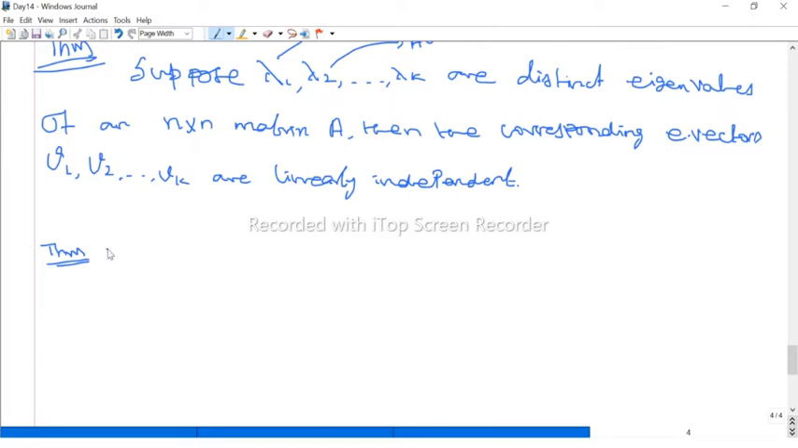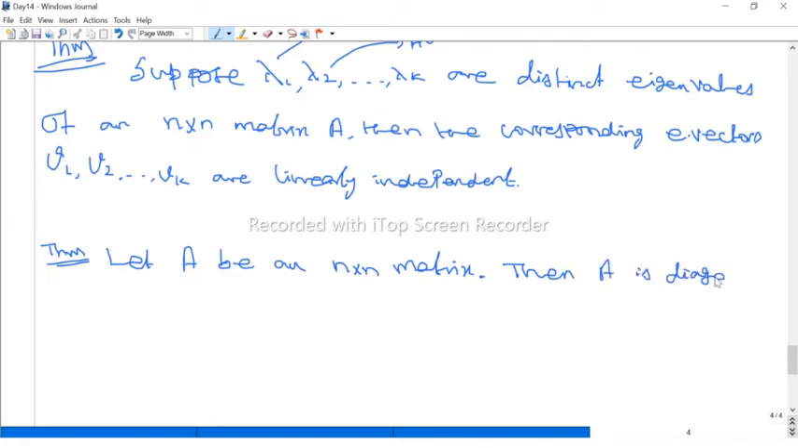The theorem says, let A be an n by n matrix. Then the matrix A is diagonalizable if and only if A has n linearly independent eigenvectors.